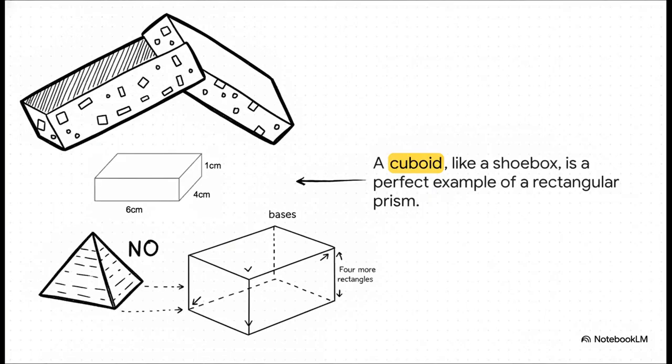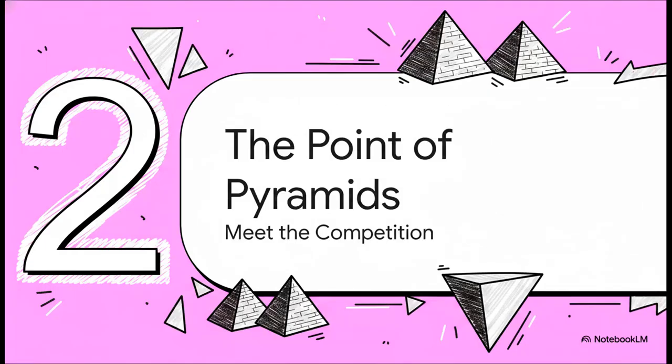Let's make this real with a classic example, a shoebox. In geometry, we'd call this a cuboid. Now think about it. It's got a rectangle on the bottom, right? And an identical, perfectly parallel rectangle on the top. Those are its two bases. And what about the four sides connecting them? Yep, four more rectangles. It follows every single rule. It's a perfect prism.